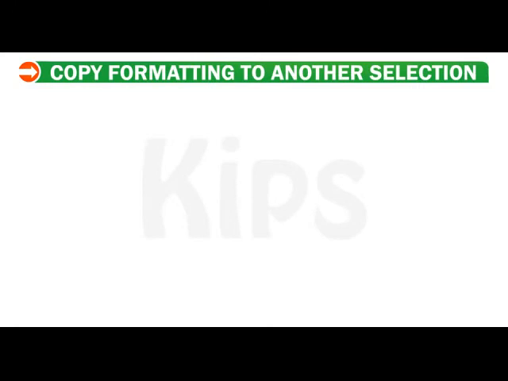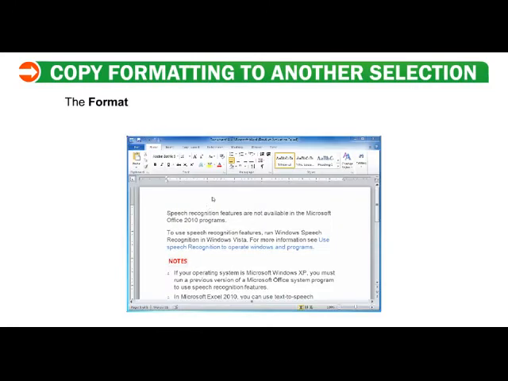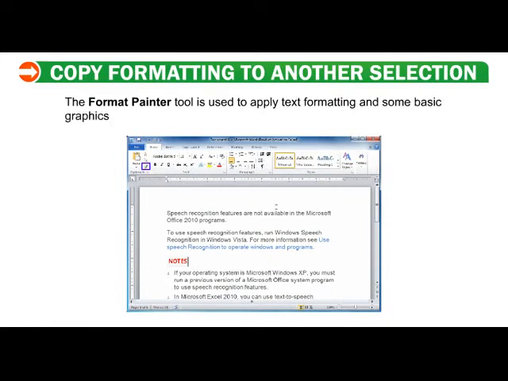Now let us talk about copy formatting to another selection. The Format Painter tool is used to apply text formatting and some basic graphics formatting, such as borders and fills to another selection.